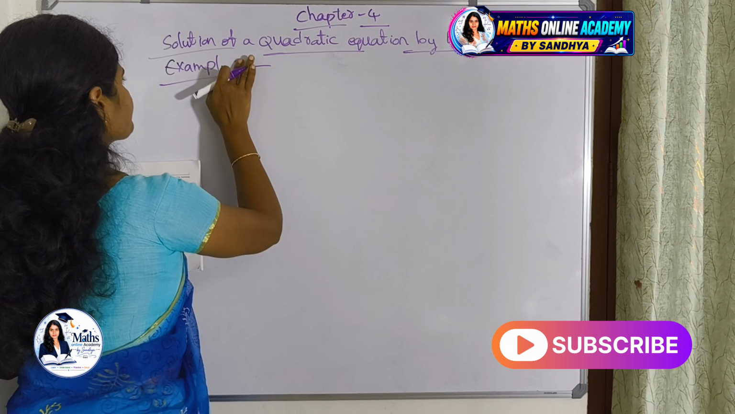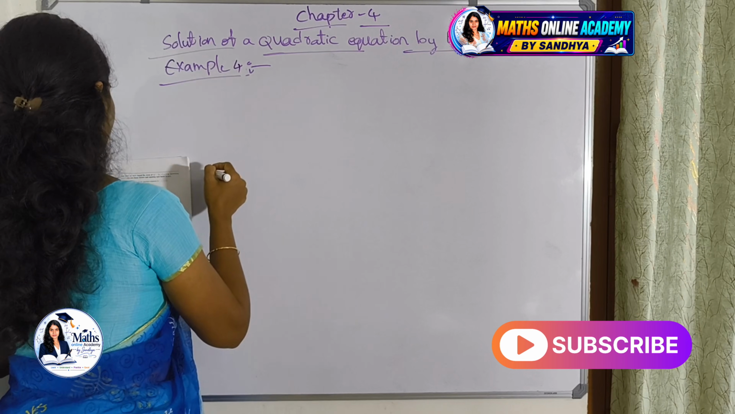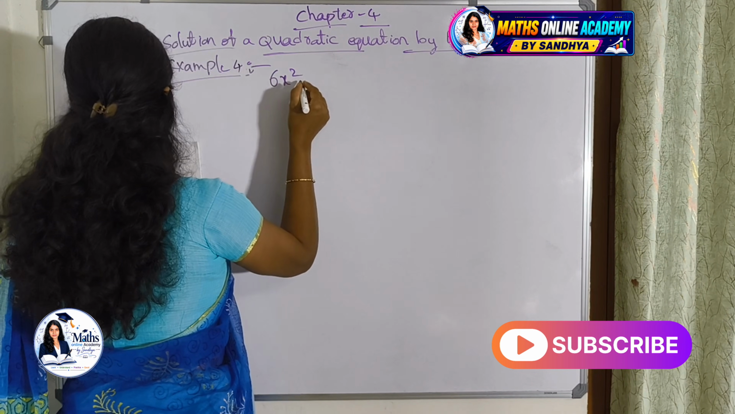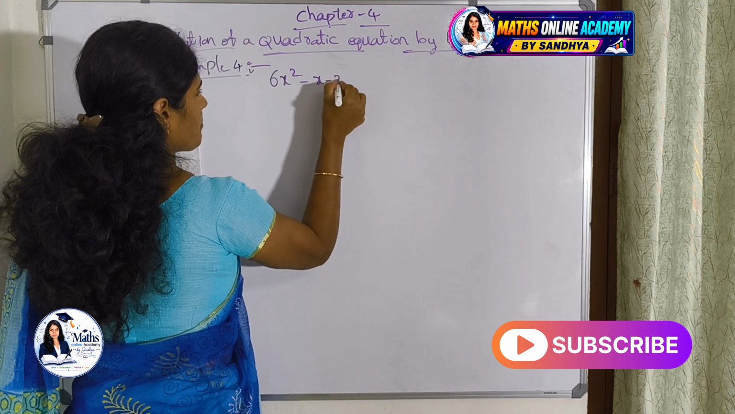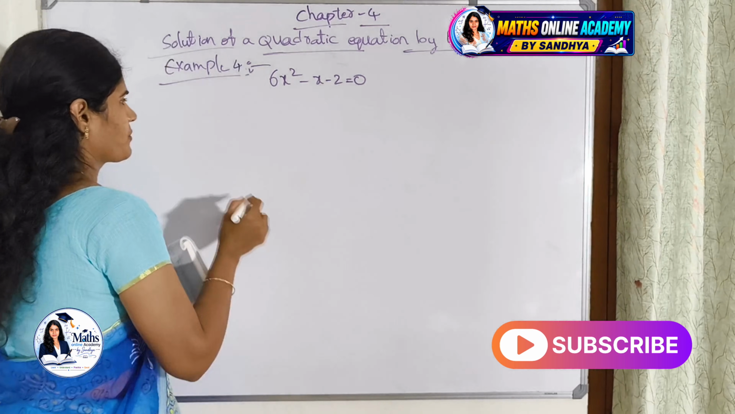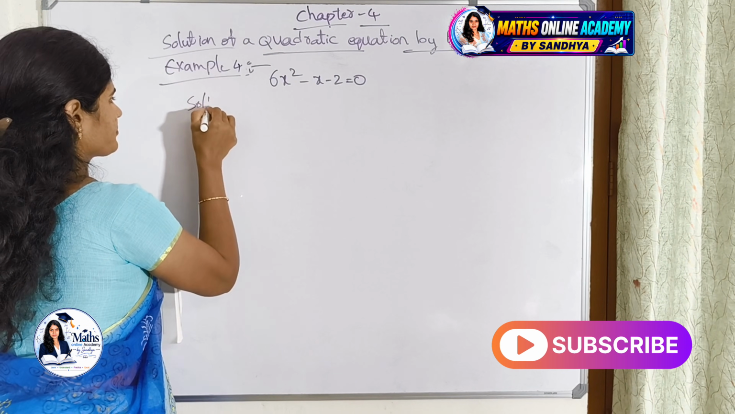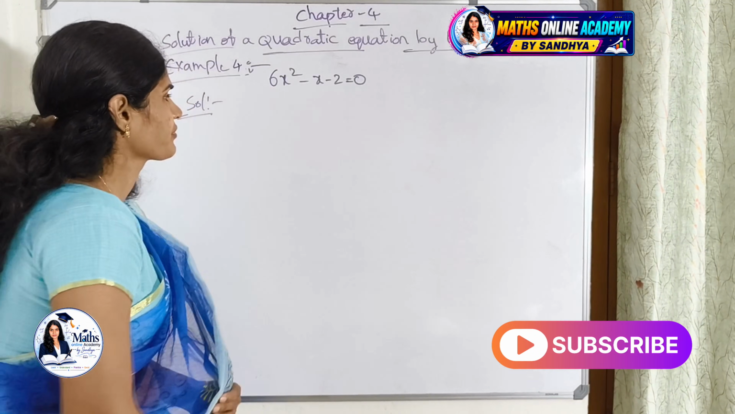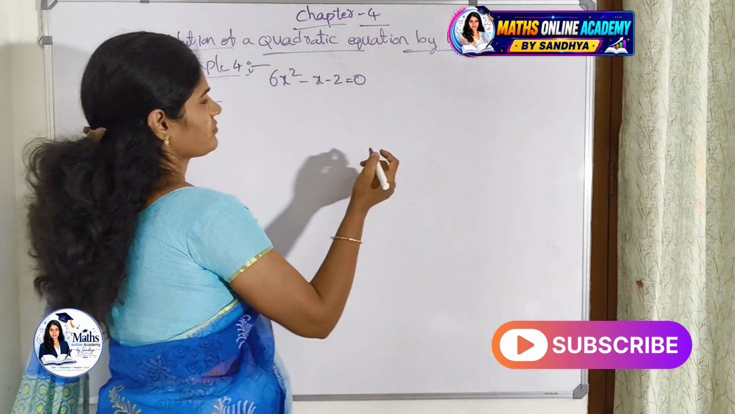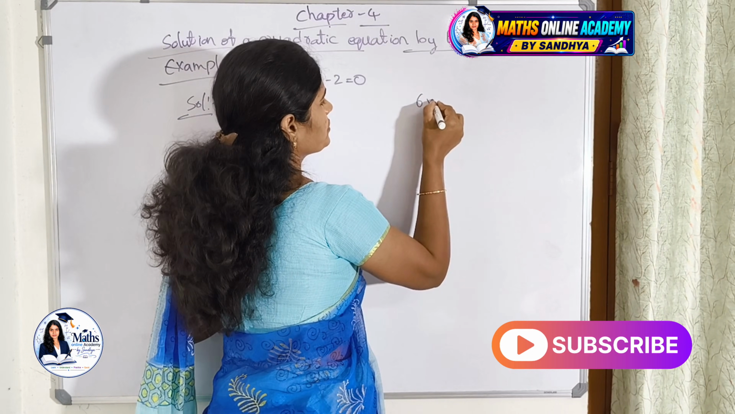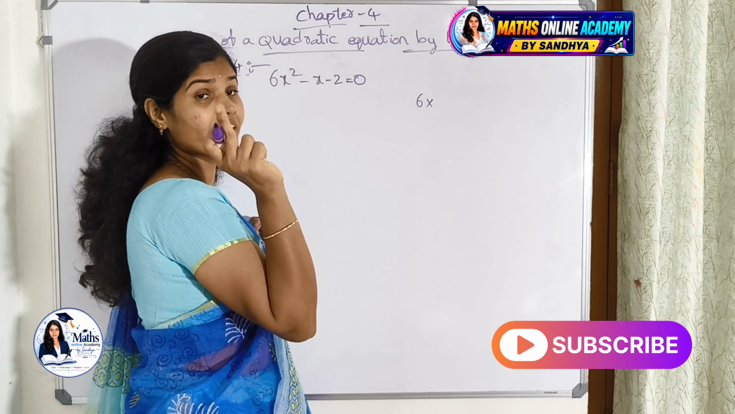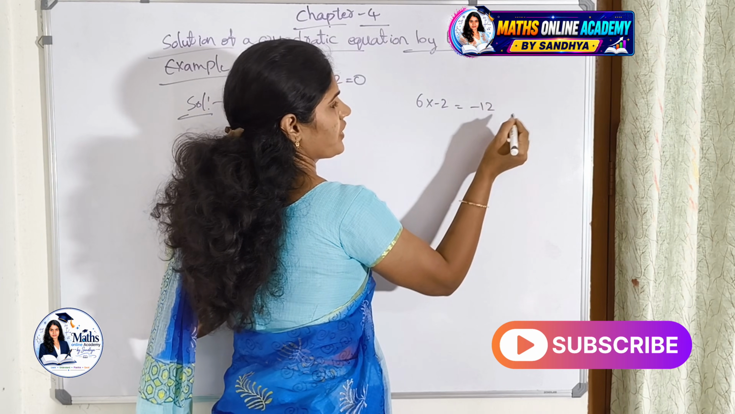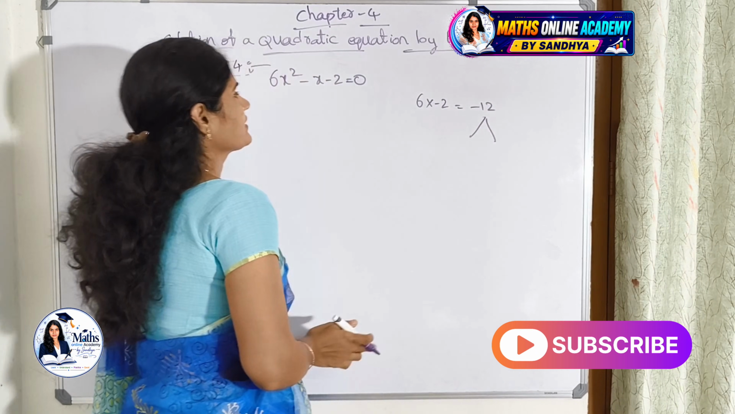Example 4. 6x square minus x minus 2 equal to 0. Solution. Let's take the same method, same process. 6 into, what is the value? Minus 2, na? Minus 2. So, minus 12. And take the factors.